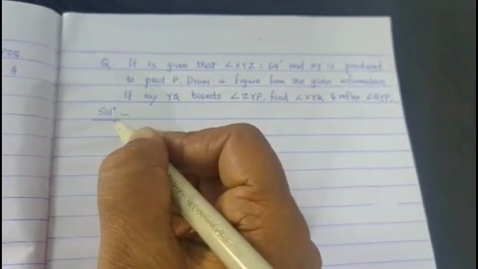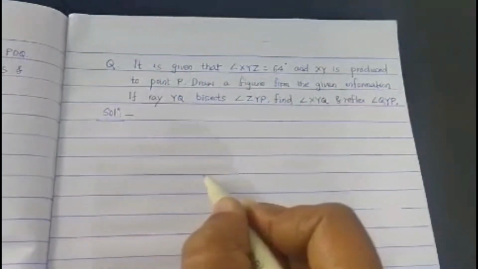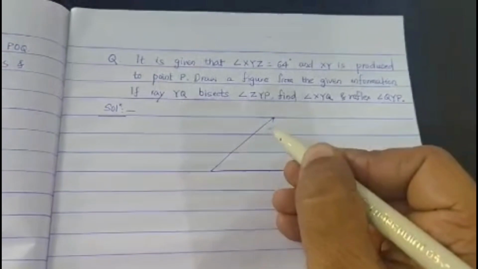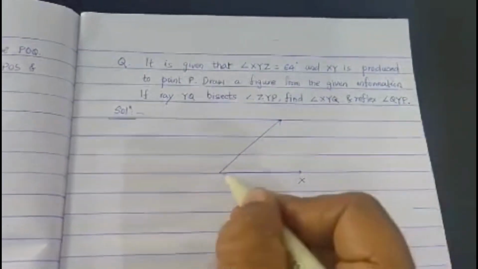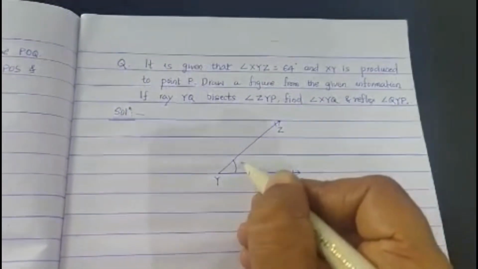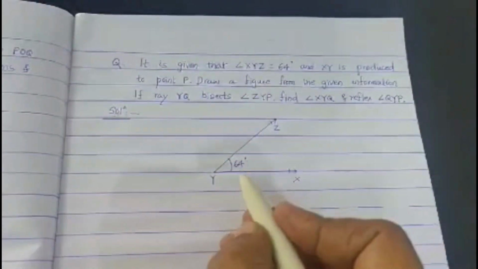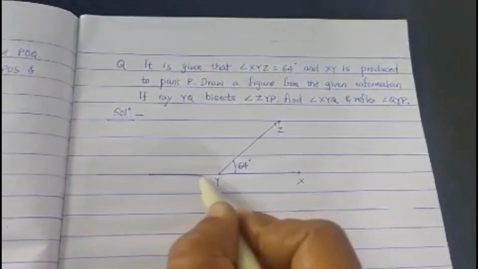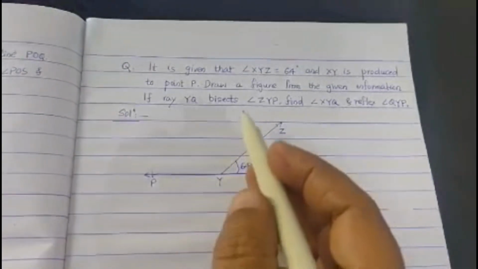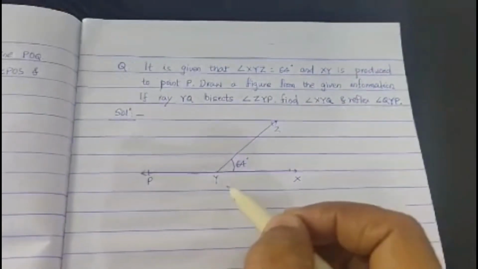Let's see the solution. The information given is angle XYZ equal to 64 degree. So if we draw like this, angle XYZ, this is X, this is Y, and this is Z. Okay, this is given 64 degree, and XY is produced to point P. Okay, let us produce this to point P. Alright, draw a figure from the given information. This is the figure we have drawn.